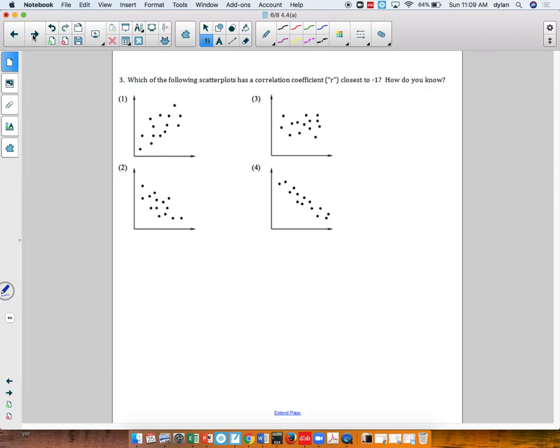All right, so we can rule out, again, 2 of these right away. This one has a positive correlation coefficient, so it definitely can't be number 1. Number 3 has essentially no correlation coefficient. They're pretty randomly dispersed. So it has to be 1 or 2. And between these 2, the data points in number 4 are more closely packed together. So number 4 would have the correlation coefficient closest to -1.